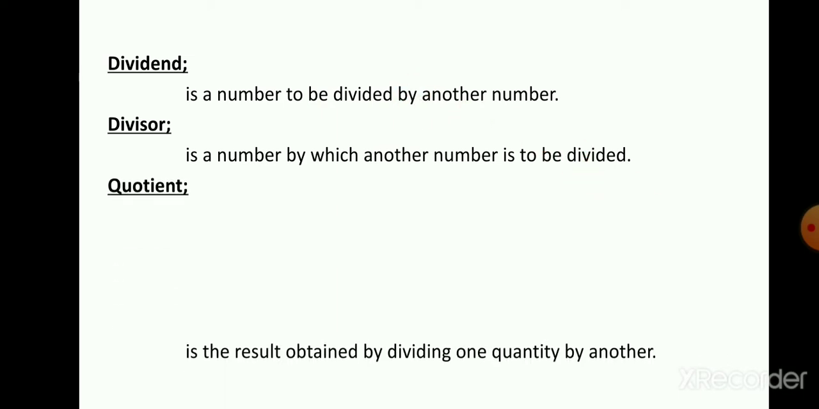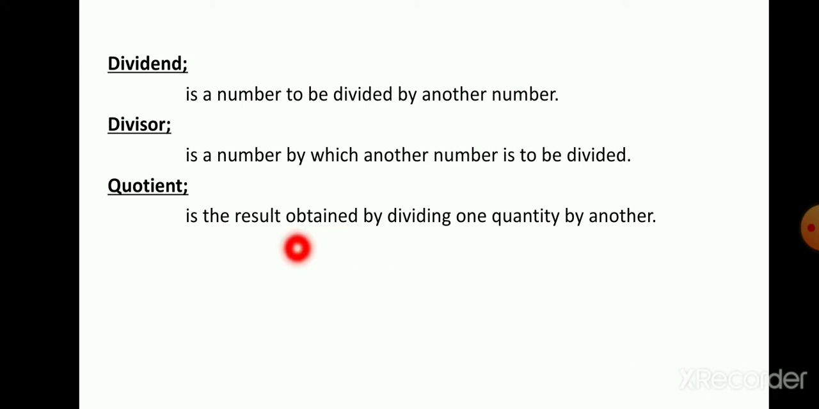So, next term is quotient. Now, what is quotient? Quotient is the result obtained by dividing one quantity by another. So basically quotient is an answer that we obtained by dividing this dividend by the divisor. So the answer obtained by dividing this dividend by the divisor is called the quotient.